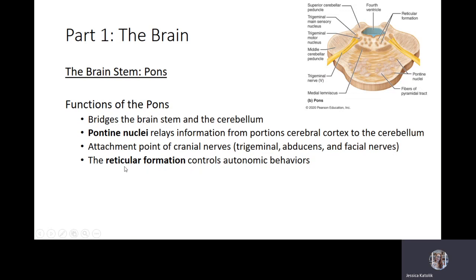It also has part of the reticular formation that helps control autonomic behaviors. So the medulla oblongata and the pons work together to control heart rate, breathing, blood pressure, all of those life-sustaining functions.